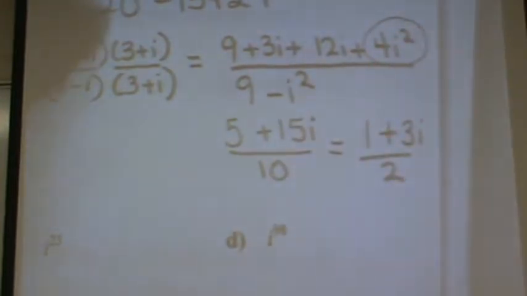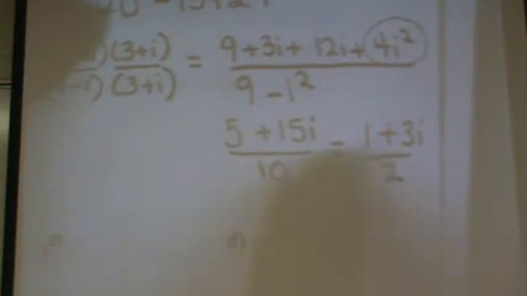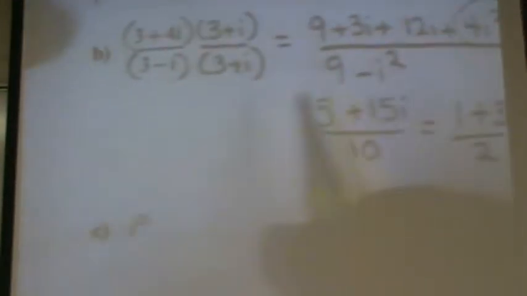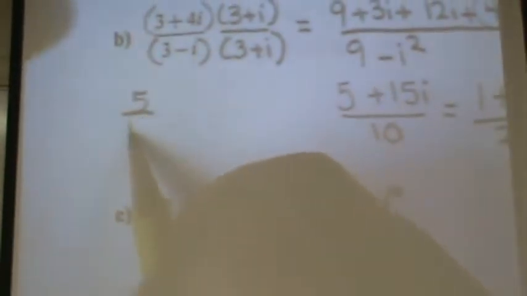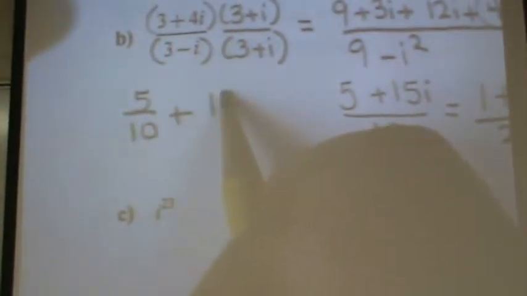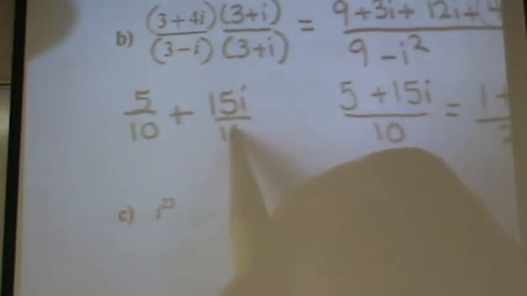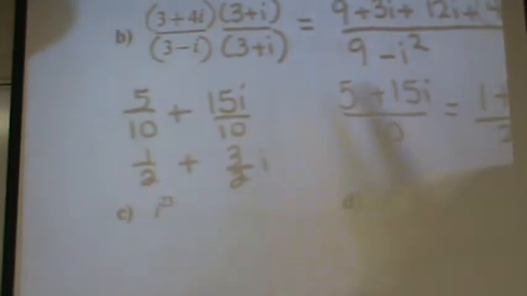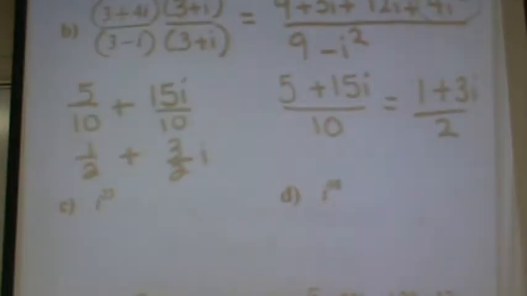Beautiful. Would you have to show that you took the 5 out or no? Just if you go from here to here, I know. Now, a lot of people will separate them. They'll write 5 over 10 plus 15i over 10, and then they'll simplify it to 1/2 plus 3 over 2i. That's another good answer. It's the same thing. I'll take either one.